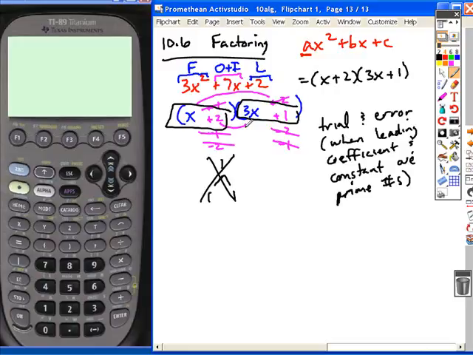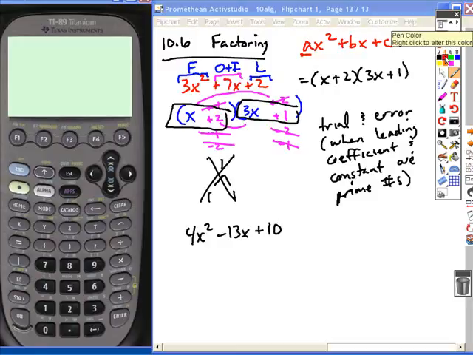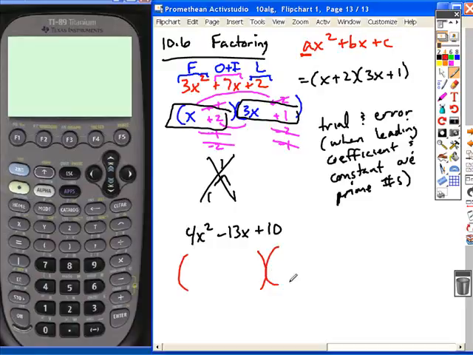Okay, but what happens if they're not? If they're not, so let's say you have 4x squared minus 13x plus 10. Now when you look for this trial and error form, what are the different factors that give you 4x squared? You have x and 4x. You also have 2x and 2x. Okay. And what are the factors that give you positive 10?